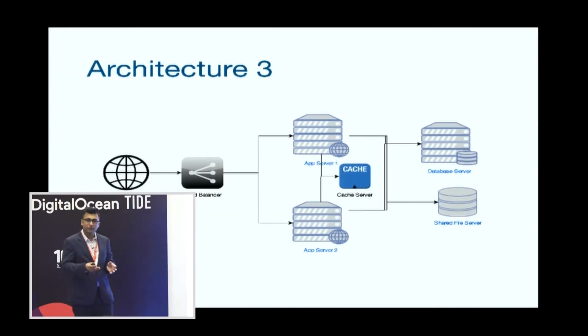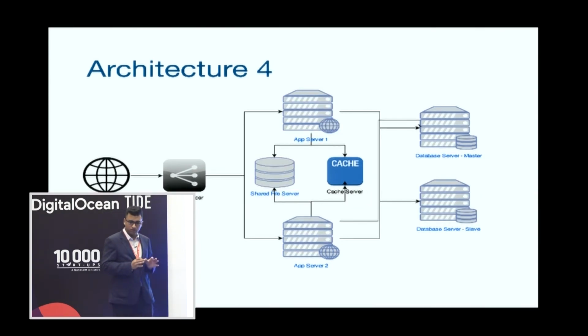There's another architecture for getting more performance. I've introduced a cache server. There's another single database server which is being accessed by all the app servers, and there's a shared file server. Let's also introduce a caching server. Remember the Redis we talked about in the perfect stack? Put that Redis on the cache server. Again, it increases the performance because the app servers have to do a lot less.